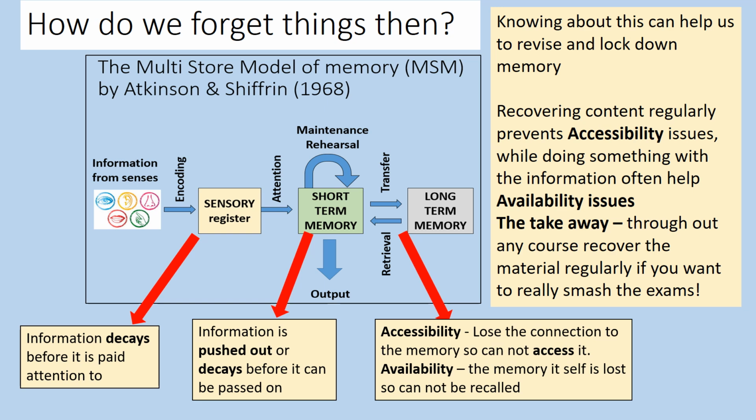So let's talk about how you actually lose information, things you've learned before. Okay, so it basically comes down to two ways of losing information. One is you have an accessibility issue, so you lose the connection to the memory so that you cannot access it. Two, you have an availability issue. So in this case, the memory itself is lost and so can't be recalled.